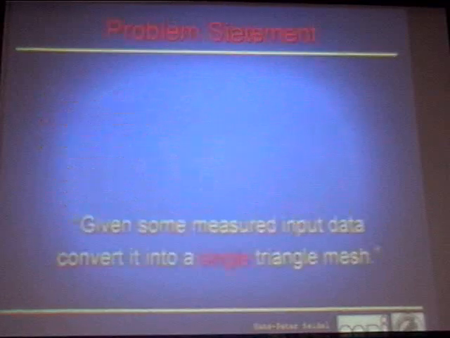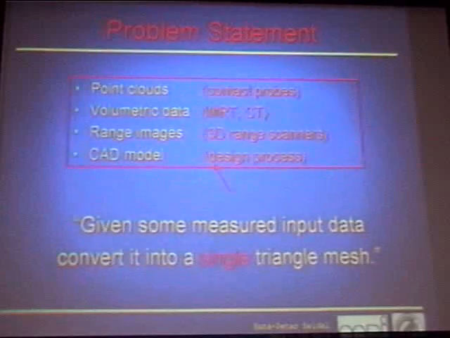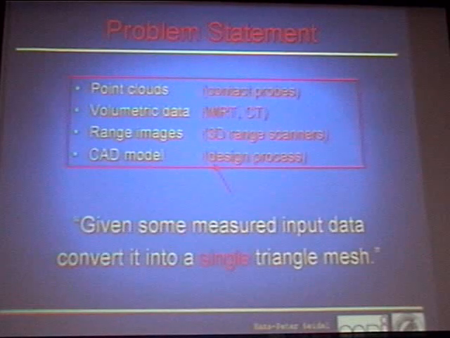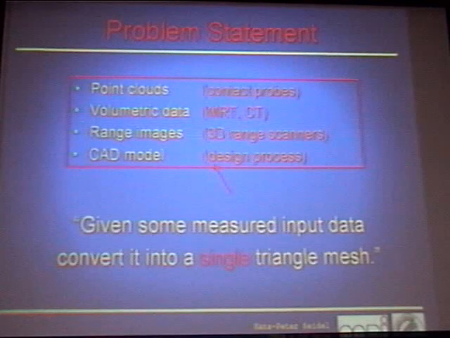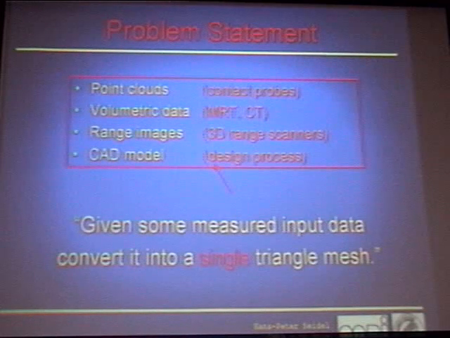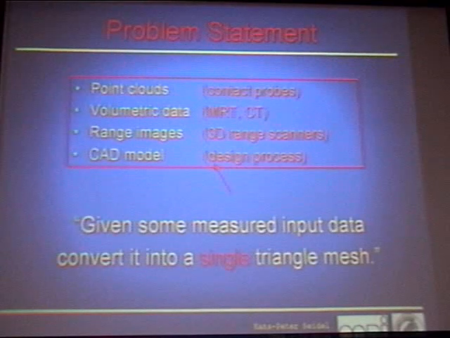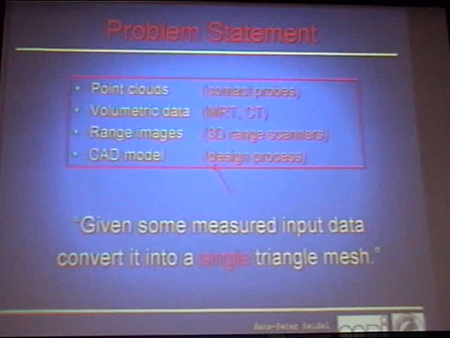So we'll start with the geometry acquisition. There are basically 4 instances of the problem. In a sense, the most general instance is that you have measured scattered points, a so-called point cloud without any connectivity information. Another important instance of the problem is that you're dealing with volumetric data. That's the case in medical imaging, where you have samples of a volumetric data set. Then you can also have range scanners. This gives you range images.